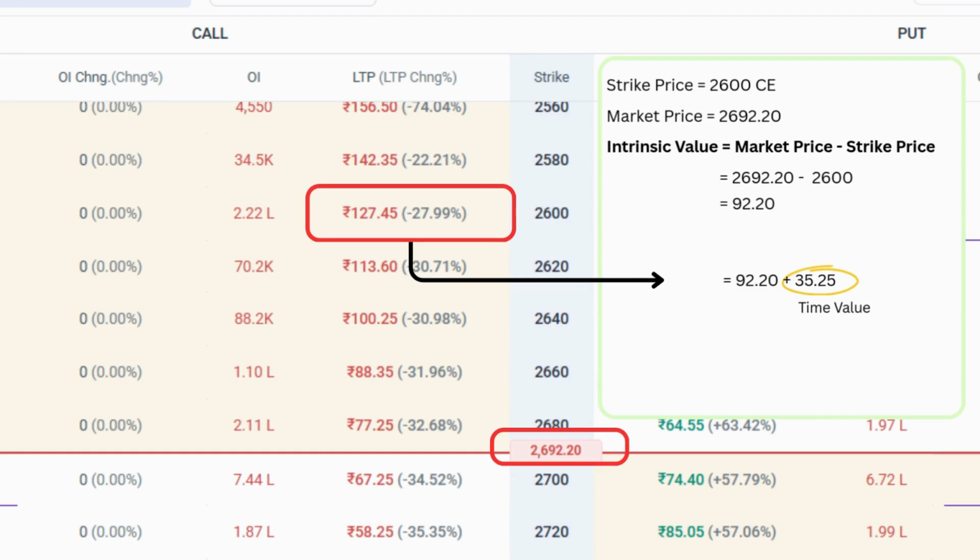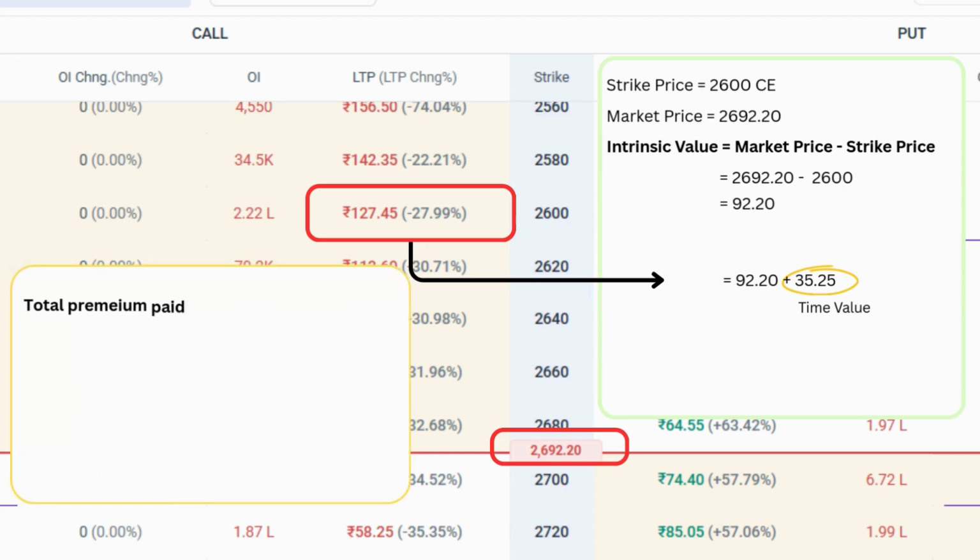Now let us calculate the total premium paid. When 127 rupees and 45 paise is multiplied by 175, the total investment comes to 22,303 rupees and 75 paise.